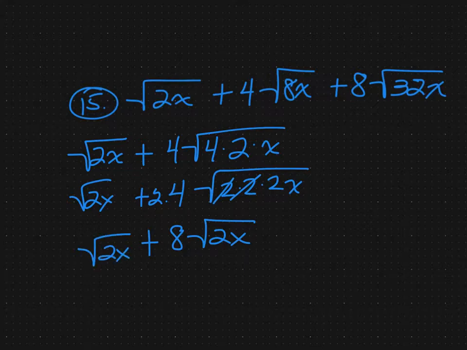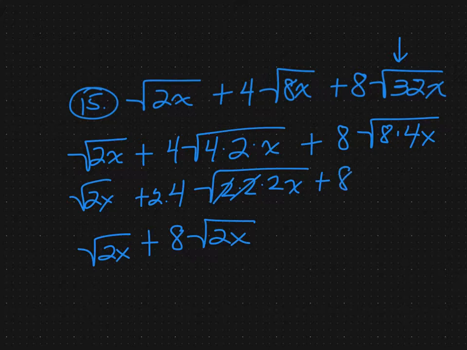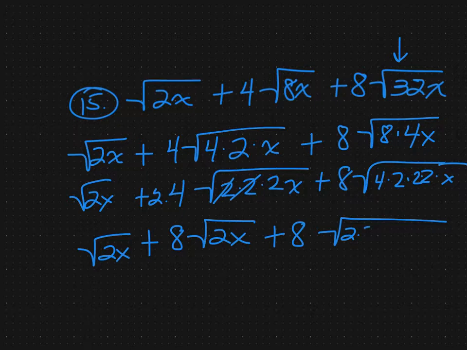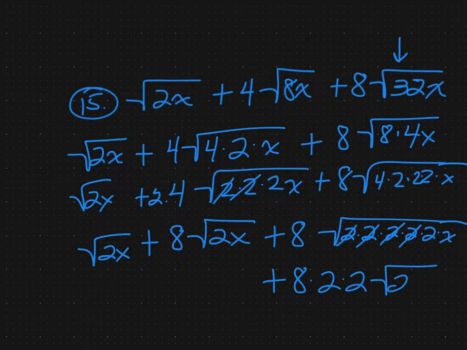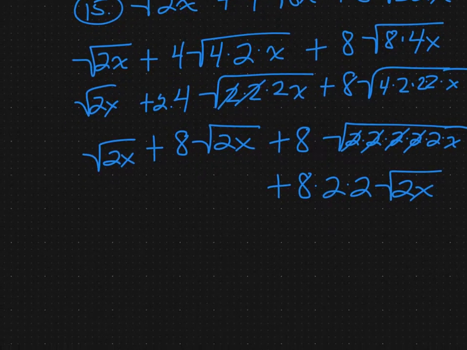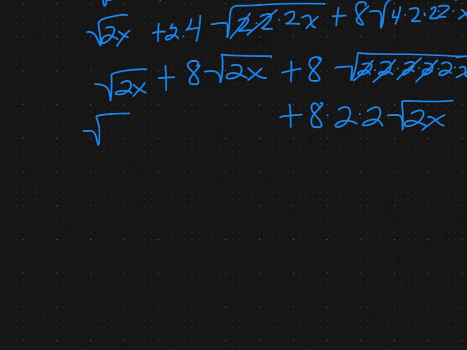Okay, now let's see if we can simplify 8 times the square root of 32x. 32 could go 8 times 4. And that 8 will go 4 and 2, and that 4 will go 2 and 2. And then that 4 will make a couple of 2's. Okay, so now what do we got? These 2's will make a 2. These 2's will make another 2. I got another square root of 2x. Okay, so I'll bring the rest of this stuff down.